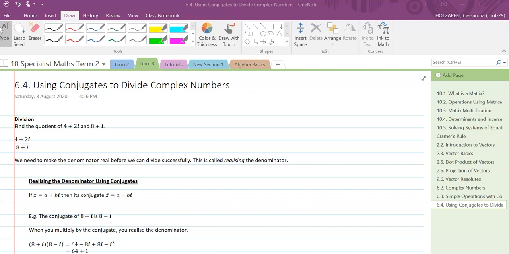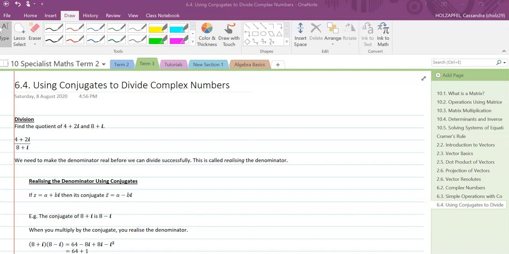So what we're going to be looking at in this video is a little bit more complex than the last operations that we have looked at. So we're going to be looking at dividing complex numbers. So here's an example, and I'm using the same two complex numbers as what we had in the last video. Find the quotient of 4 plus 2i and 8 plus i.